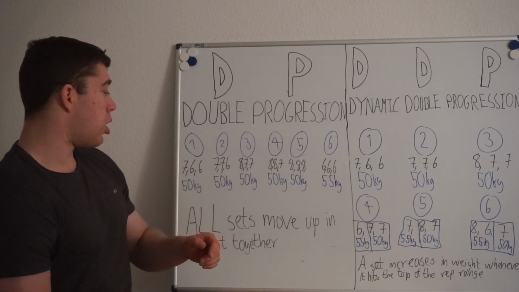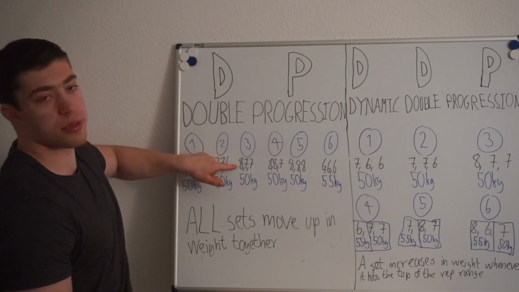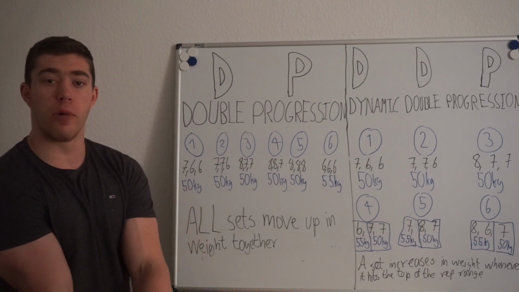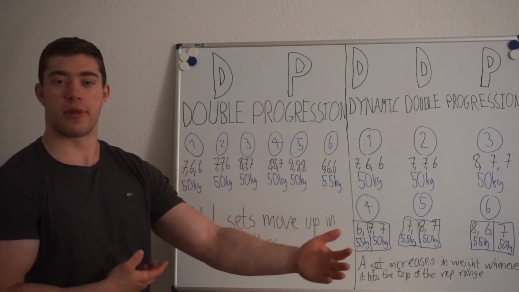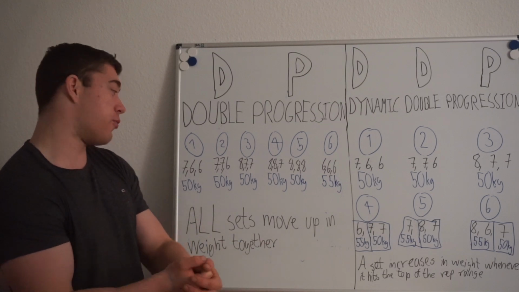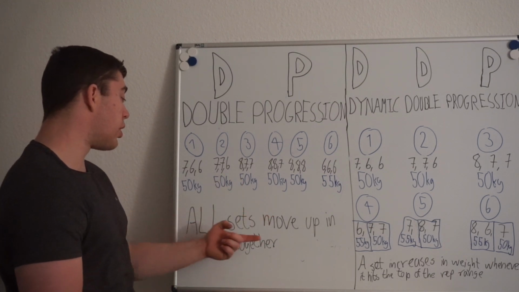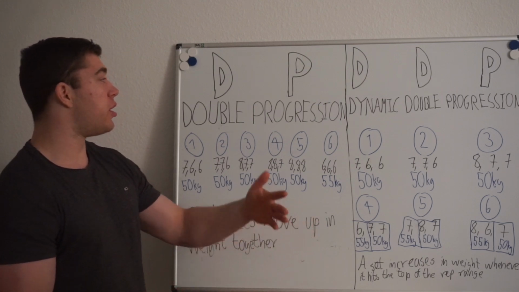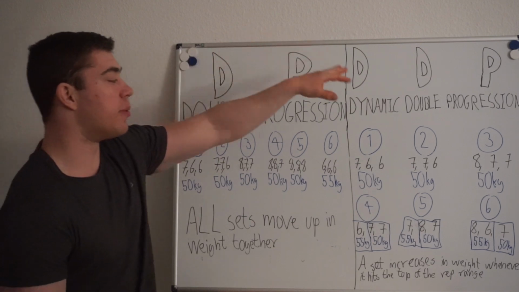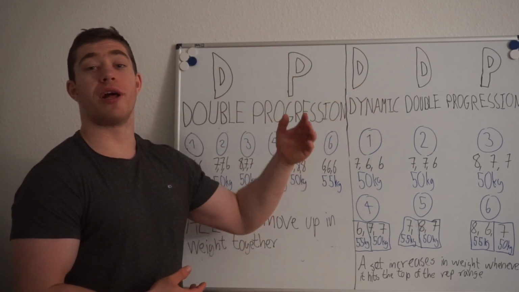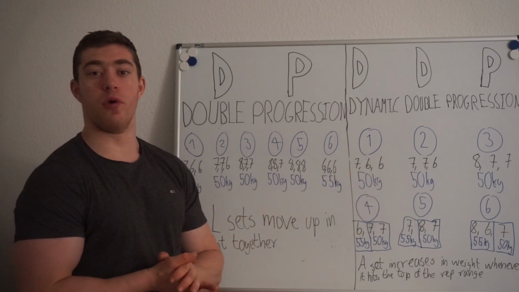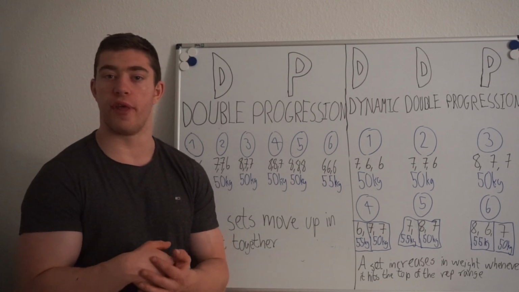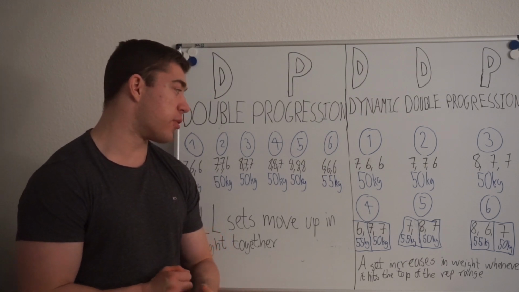So you can see here that we're not just going up in weight when the first set hits the top of the rep range. We can do that if the purpose is that the first set decides or the first 2 sets decide, but it's always just going to be all the sets that move up in weight together. So the difference between double progression and dynamic double progression is that for dynamic double progression, a set can move up in weight even when the other sets have not hit the top of their rep range or the amount of reps that we want to be doing.